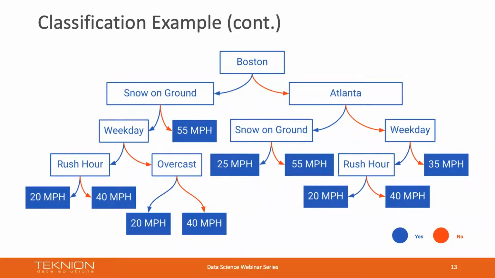So this is what we call a decision tree, and just an example of an output that we might see from that. In this case, we have, let's see, what is it? 1, 2, 3, 4, 5 different classifications: the 55 mile per hour, the 40, the 35, the 25 and the 20. Those are our groups that we're trying to classify into, okay?